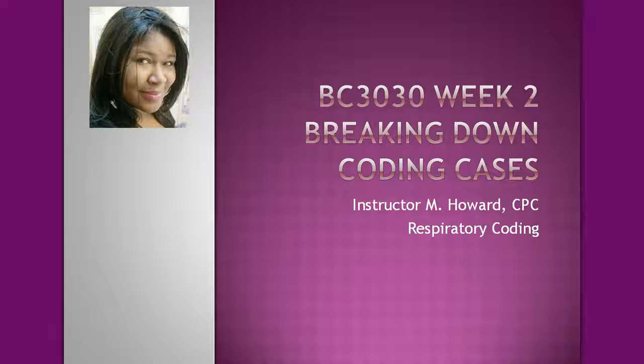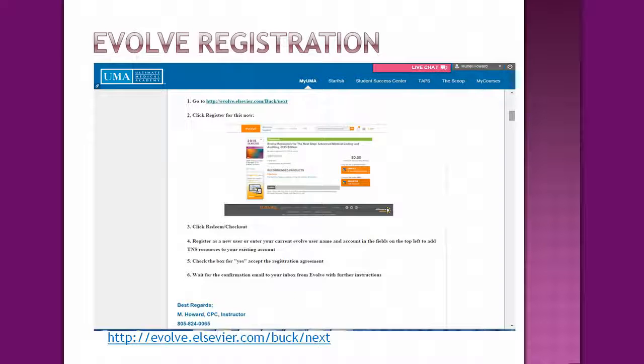This week we will be covering the respiratory system or respiratory coding. The first thing I want to do is bring your attention to the Evolve registration process. If you have not done this already, it would behoove each of you to go onto the Evolve website and register for the Next Step textbook. You should have the 2015 version, but if you don't have the 2015 version, you can still register because the information is basically the same from 2014 to 2015.